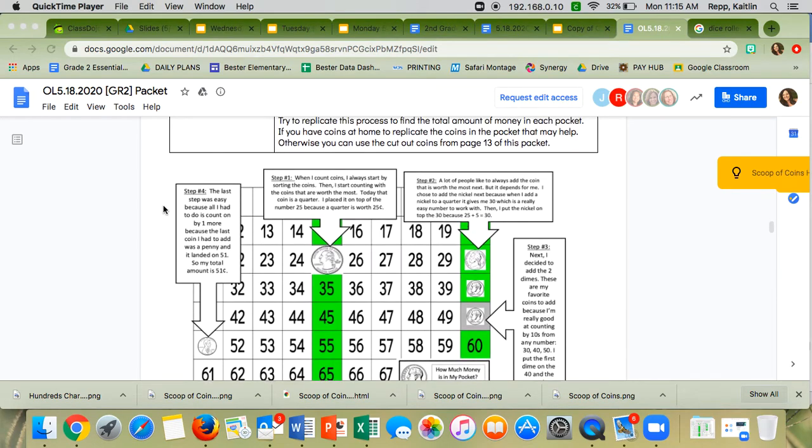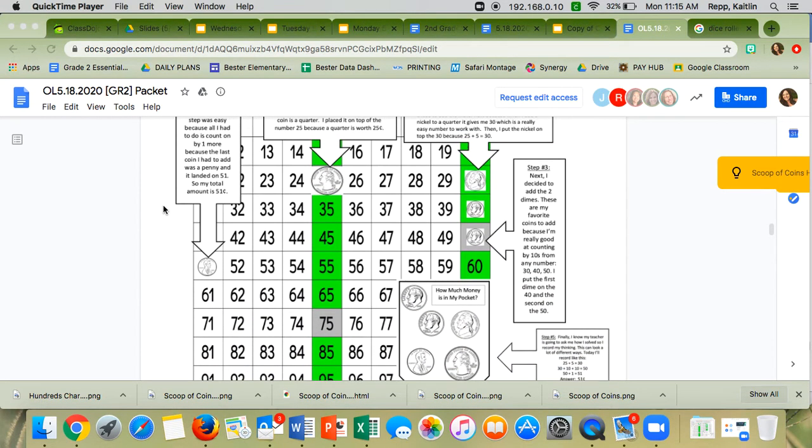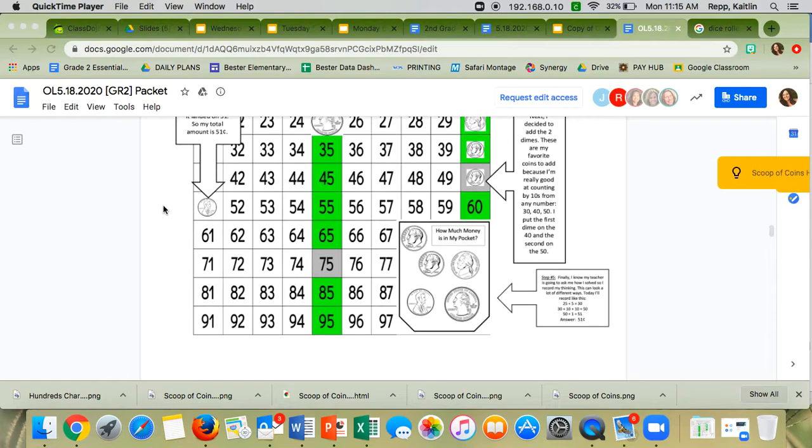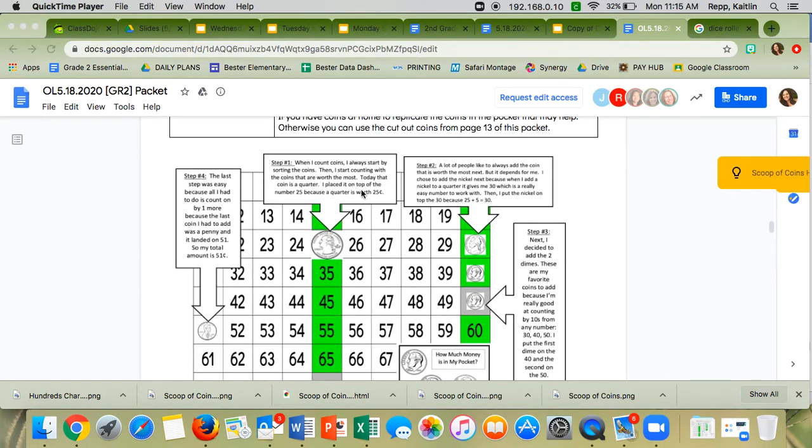Hi, second graders. I am going to be explaining to you today how to use a hundreds chart to count coins. So, when you're using a hundreds chart to count coins, there are 6 different steps that you need to follow. Let's start at step number 1.